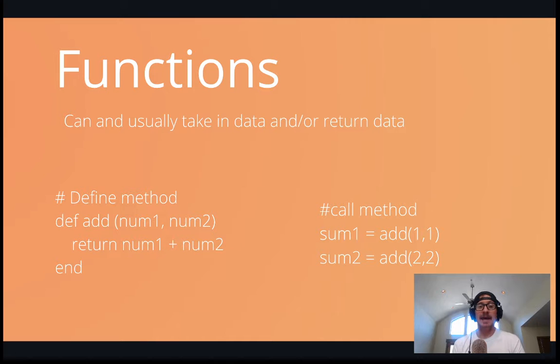So functions can and usually do take in data and return data. For instance, if we're defining an add function, we're going to define this with 2 parameters, num1 and num2. And then we can return num1 plus num2. So that's the definition. And then we can call the method multiple times and actually pass in values. And this returns the sum, so we can throw those into variables.